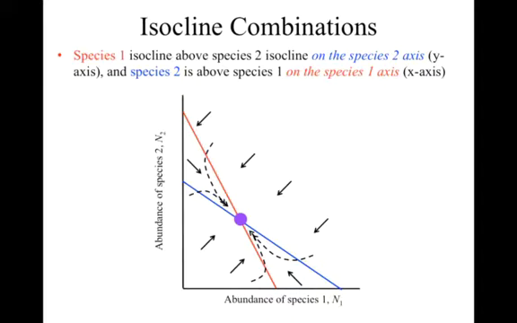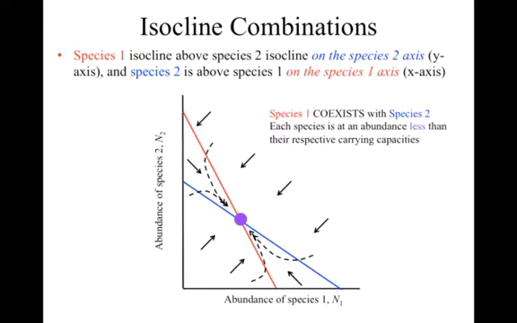So the system can sit there forever and ever because the species 1 population shouldn't change and the species 2 population shouldn't change. Now what you'll notice is that this means that species 1 and species 2 coexist. There's some amount of species 1 and some amount of species 2, and it sits there forever and ever.